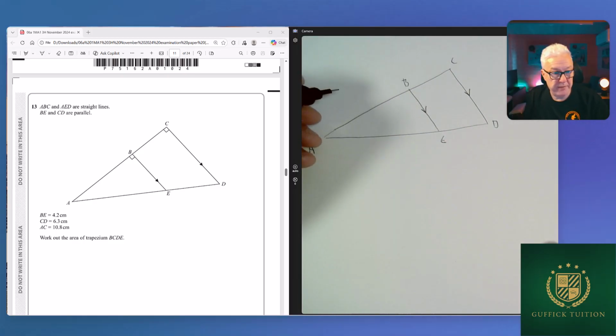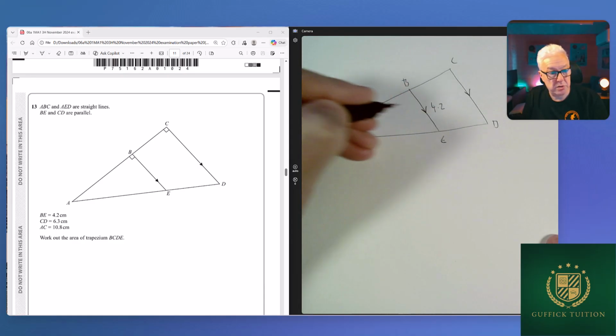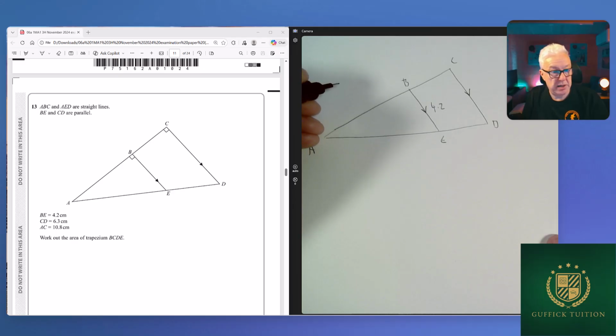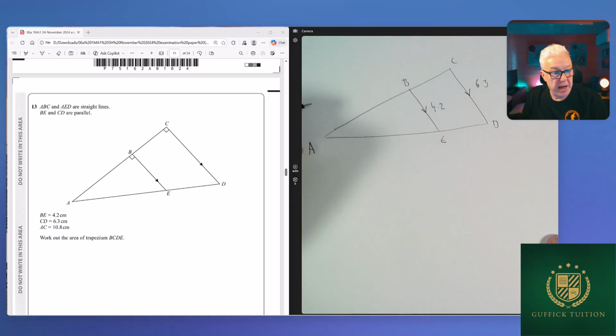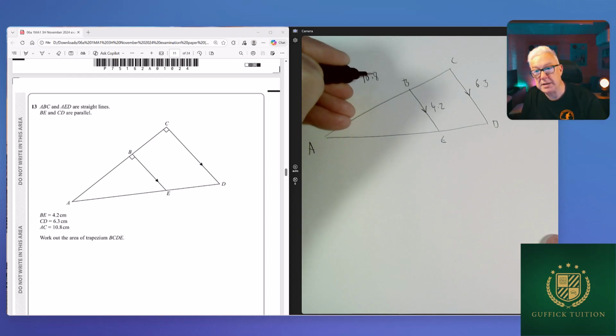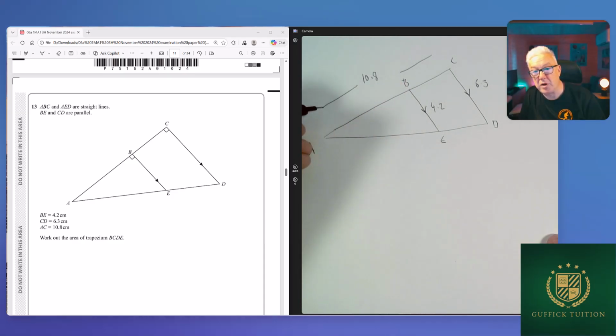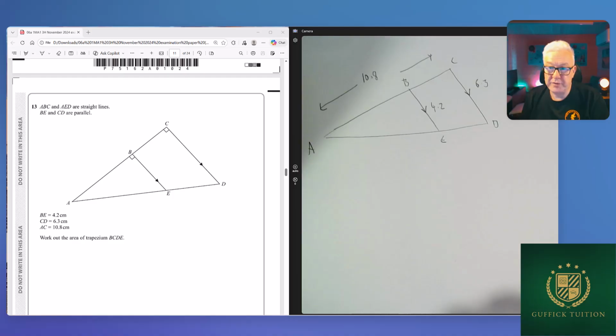Let's get some information on here. B to E is 4.2. C to D is 6.3. A to C, oh, that's a good one, is 10.8. 10.8 is that whole length from A to C. And we've got to find the area of the trapezium.